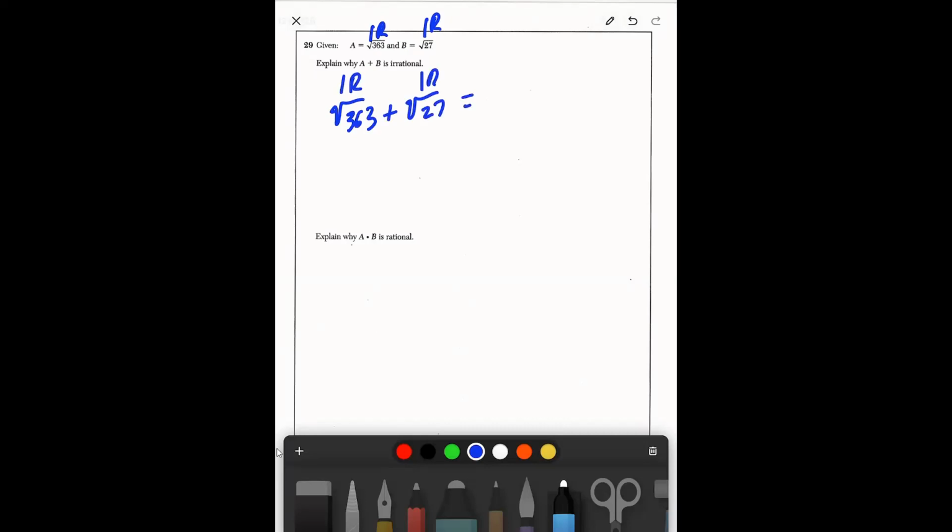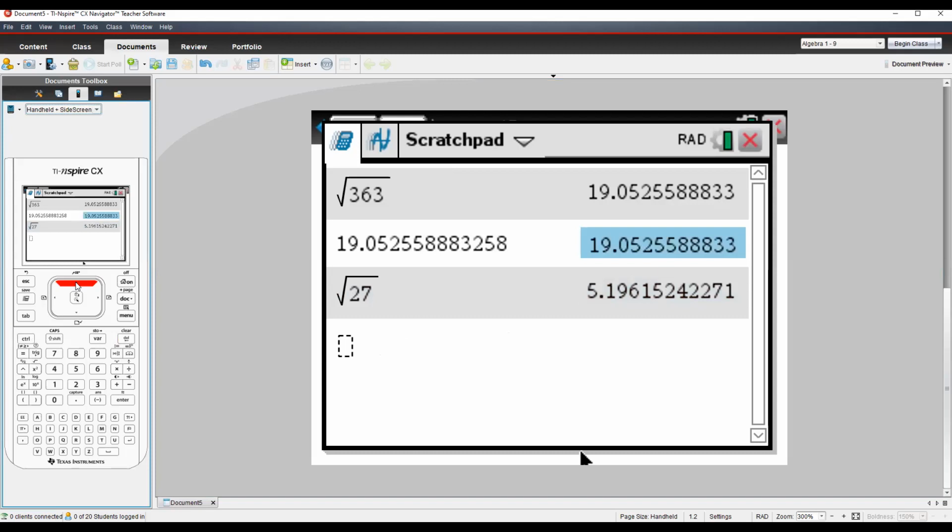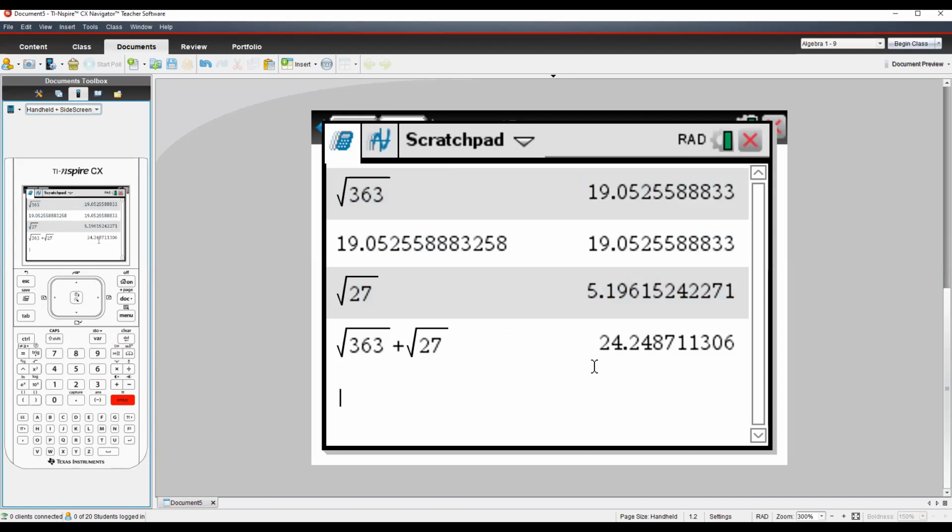So let's go and look at the calculator and see what we get. So I'm going to do control clear. So I'm going to take the square root of 363. I'm going to add the square root of 27. And let's see what it gets. We get 24.2871. Let's copy it, see what it has. Okay, you can see that the numbers are going on forever, but does it have a repeating pattern? 24871130595. No, it's just a bunch of random numbers. So this is an irrational number.